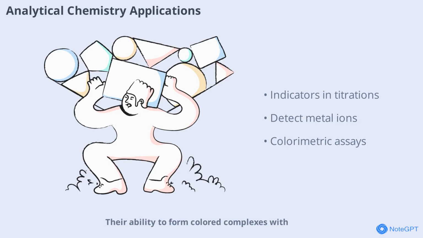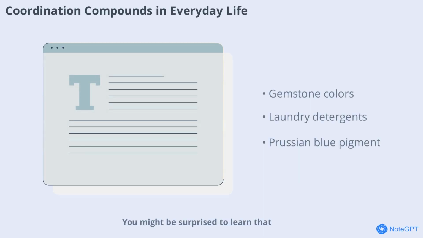Their ability to form colored complexes with specific ions allows for sensitive and selective analysis, making them essential tools in laboratories worldwide. You might be surprised to learn that coordination compounds are part of everyday life. From the colors in gemstones to the effectiveness of laundry detergents, these complexes are all around us.